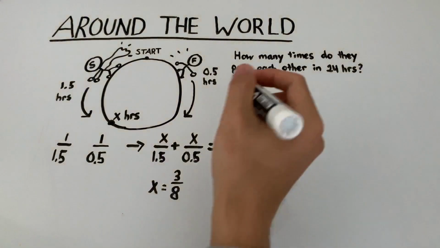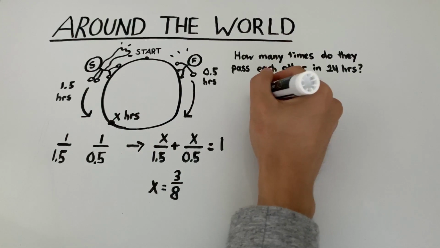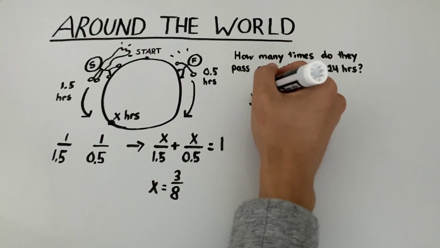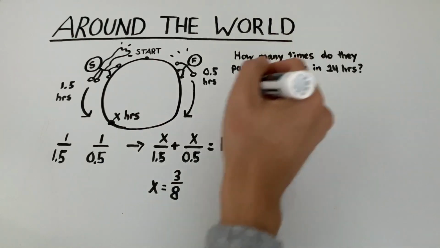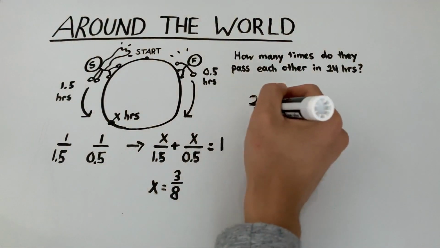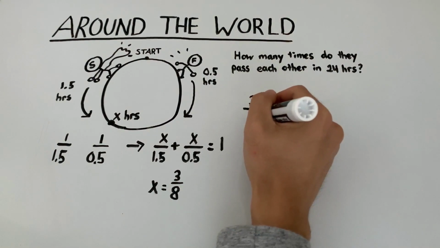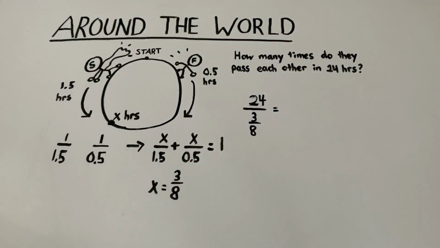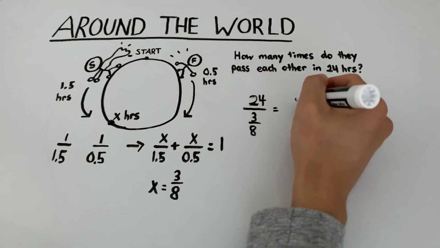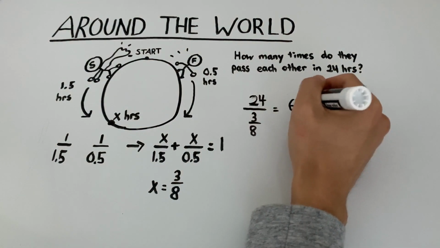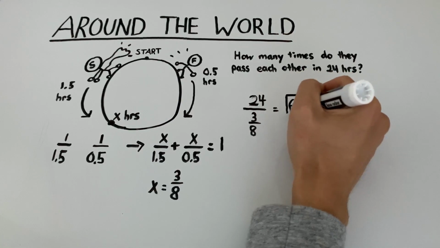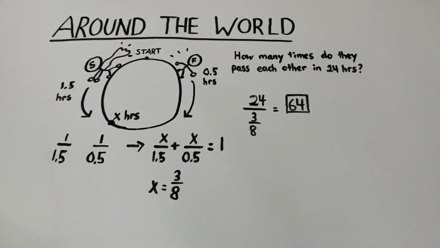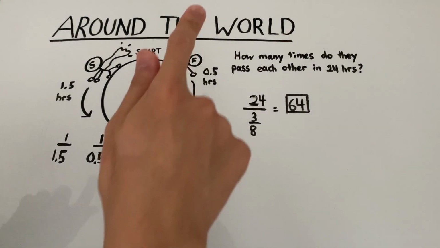And to do that, we'll take our 24 hours divide that by 3 over 8, and we see that we get a final answer of 64. So we see that Superman and Flash will pass each other 64 times in a 24-hour period when they're both going at these speeds.